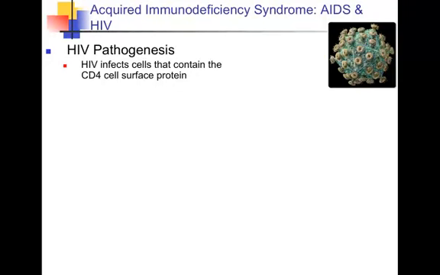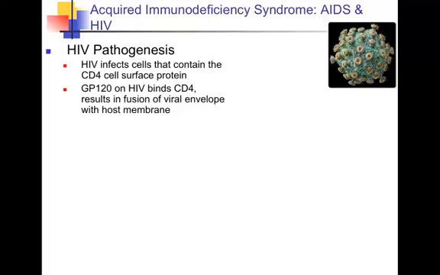Those specific proteins on the surface of the HIV virus bind in a very specific way to a certain type of host cell surface protein known as CD4. These are bound by a viral protein known as GP120, and the interaction of those two things results in fusion of the host cell membrane with the viral envelope and introduction of the viral capsid and the viral genome into the host cytoplasm as the initial stages of infection.